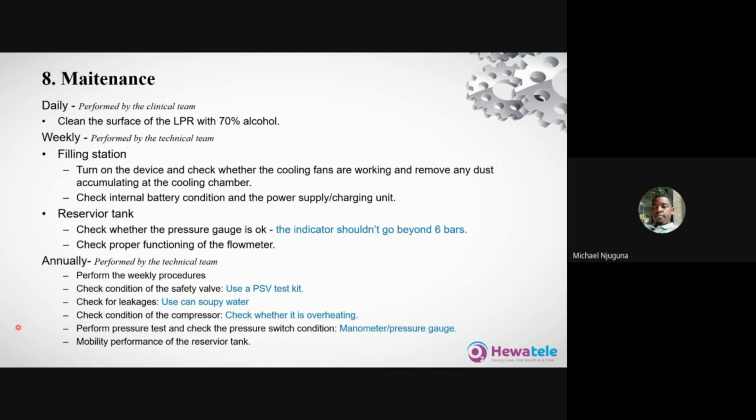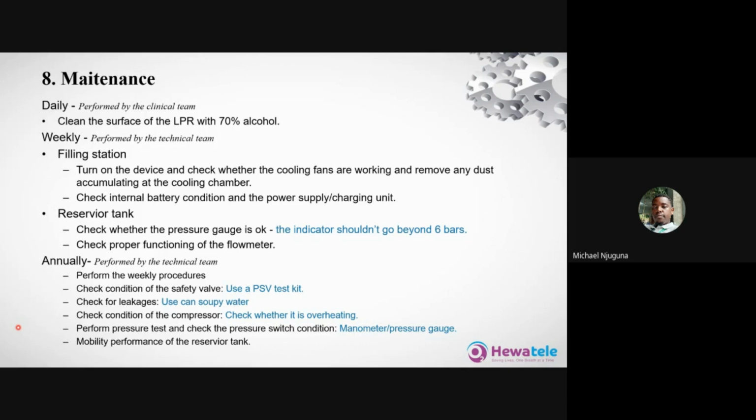The filling station should be checked on probably daily by also the user, the clinician, just to check whether there is dust accumulation on the cooling fans. And they should also be in a position to look at the indicator lights that would show you the state of the internal battery and the power supply charging unit.